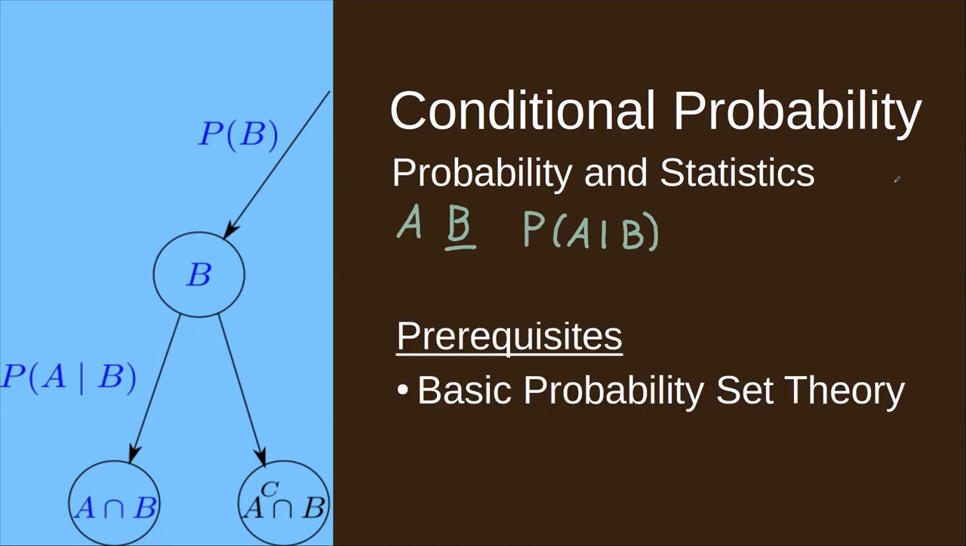In this video, I'm going to assume that you know some basics about probability set theory. Nothing fancy at all, but you should be familiar with concepts such as the sample space, an event, a subset, and an intersection. If you're not, you can watch my video on Kolmogorov's axioms, where I go over this concept.